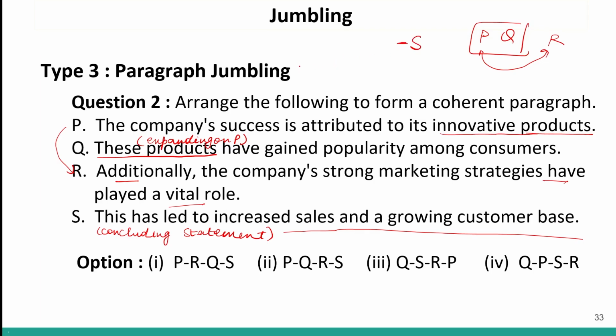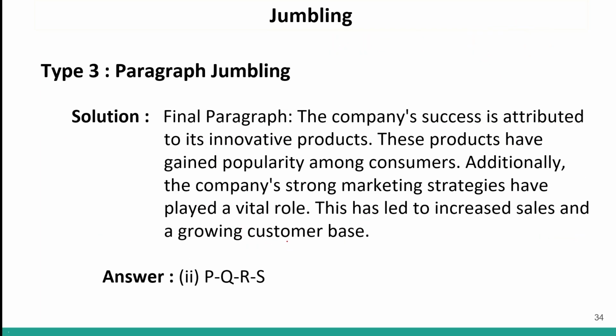Now let us build. So first I introduced the idea of products. Then I said that these products have gained popularity. Then I said that there is also another factor that has contributed to the company's success. And then I concluded saying that due to all these things, the sales and the customer base have been growing. So my correct sequence will be PQRS, which is option number 2. Okay. So here you can see this will be the final paragraph.